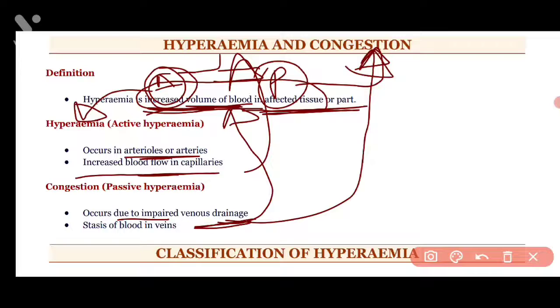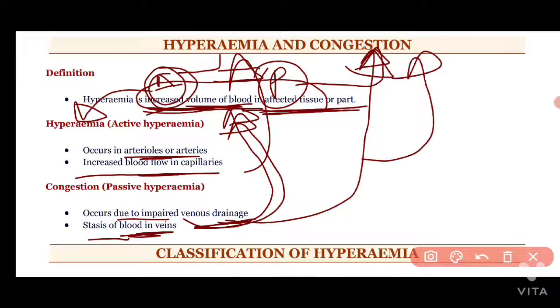Hyperemia is because of the increased blood flow in the arteries and capillaries, but in case of congestion, the walls present in the vein are unable to function properly, or there is any blockage in the veins. In such condition, the passage of the blood will be impaired by the blockage of the veins or any derangement or malfunction of the walls of the vein, leading to the accumulation of blood in the vein. That will lead to the stasis of the blood in the veins, ultimately leading to the increased volume of blood in the affected tissue or the part, and such condition is called congestion.